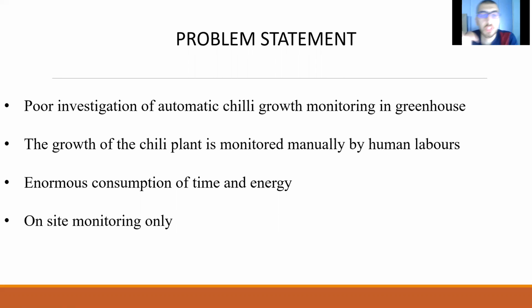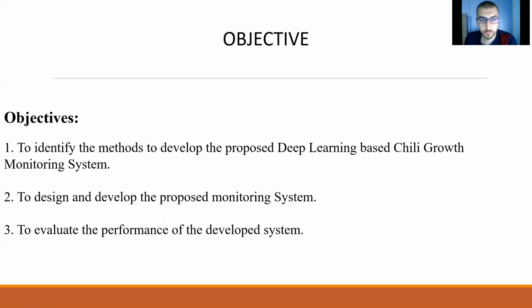The problem statement of our study touches four main points. Firstly, the study on automatic chili growth monitoring in greenhouses has not been properly investigated in Malaysia. Secondly, the growth of chili plants is monitored manually by human laborers. Thirdly, the process consumes a lot of time and energy. And lastly, the monitoring can only be performed on site.